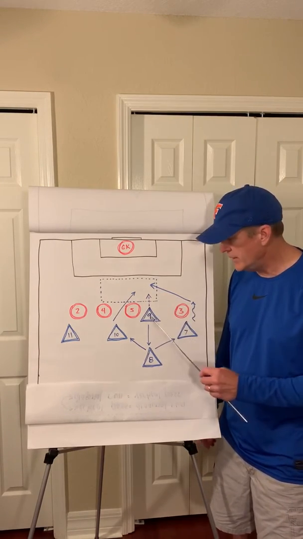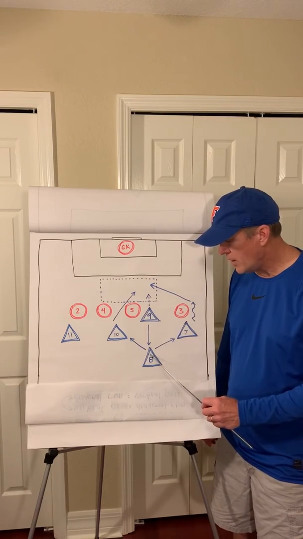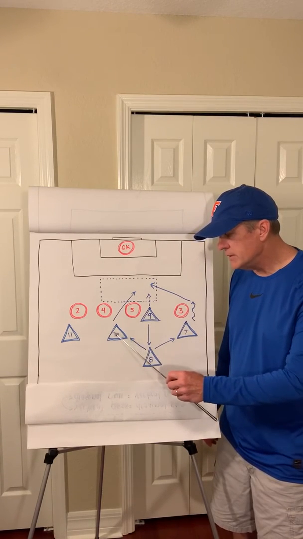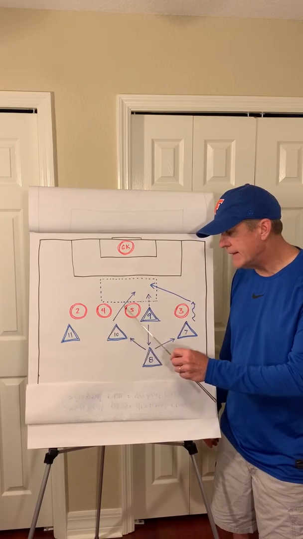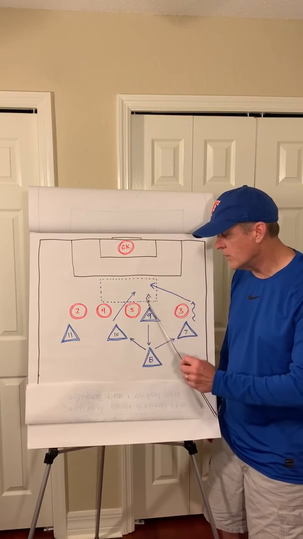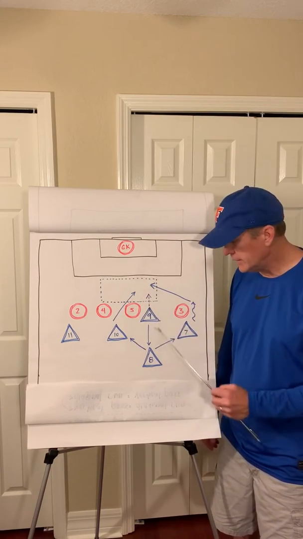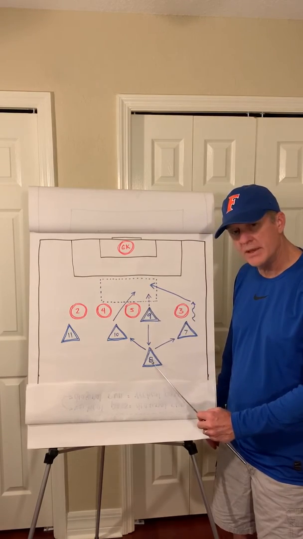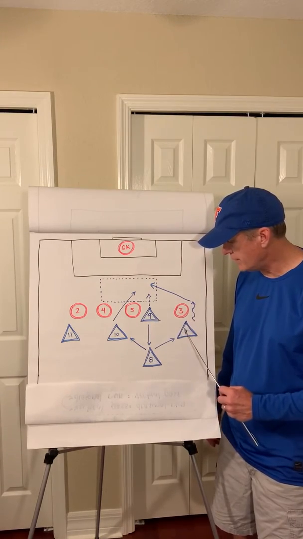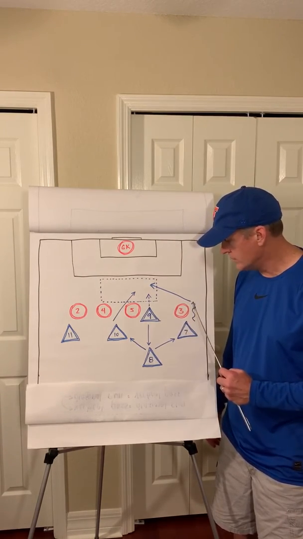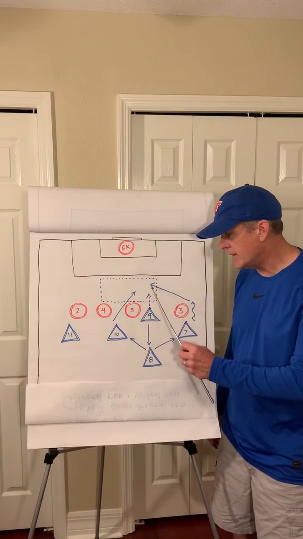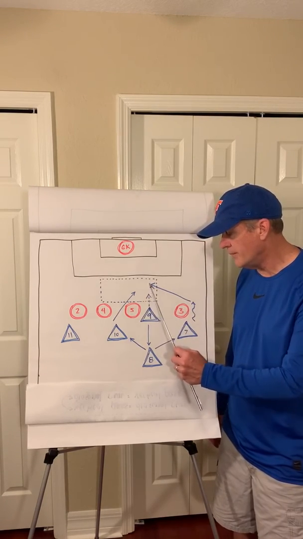In this case right here, the 9 could drop the ball, the 8 could swing to the 10, the 10 could make that diagonal pass for a vertical run of the 9. Another thing that could happen after the 9 drops to the 8, the 8 could swing to the 7, the 7 could carry. Once again, the 7 could make that diagonal pass for that vertical run.